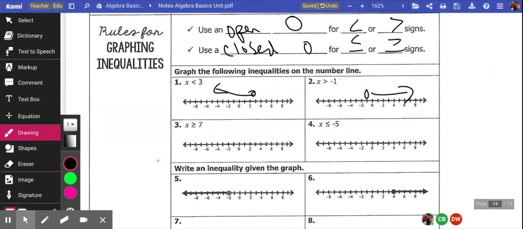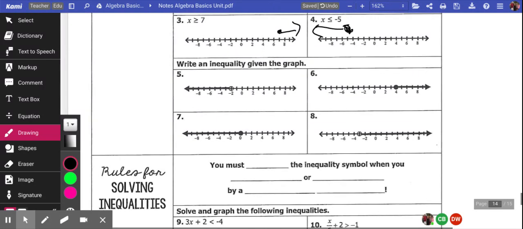Okay, X is greater than or equal to 7. So it includes it and goes that way. X is less than or equal to -5. And we got to color that one in. I forgot. Okay. Then you might have to write the inequality, and let's always put the variable on the left side. So for this one, it would be X is greater than or equal to 4. So you go ahead and do those and pause the camera and see what you get.